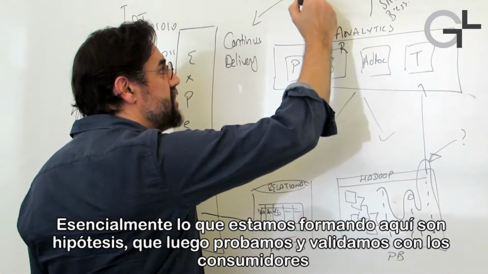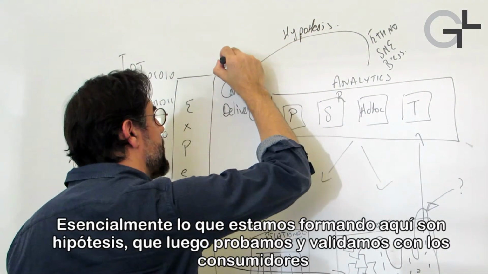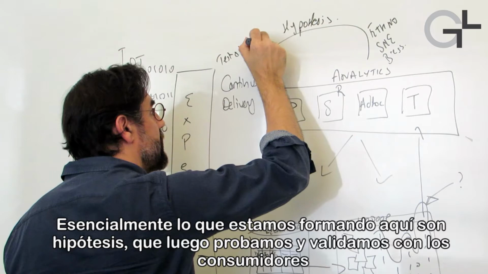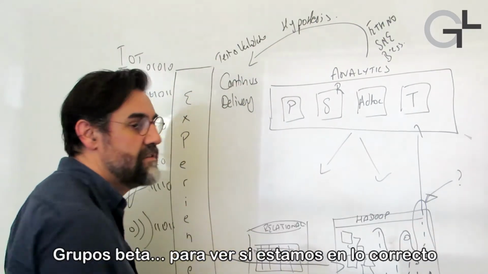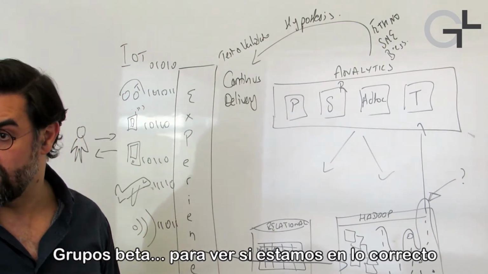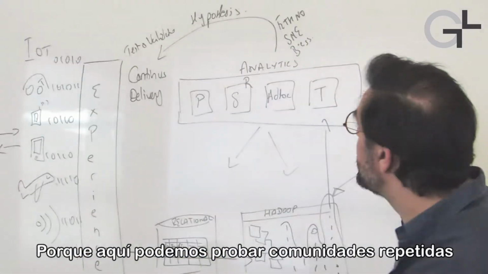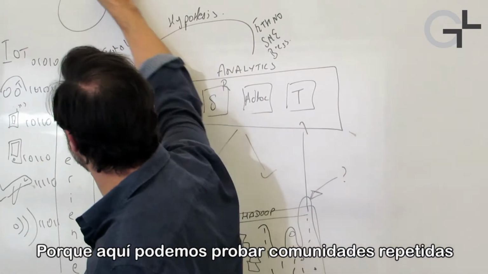Essentially, what we're forming here is hypothesis, and then we test and validate with the consumers, beta groups, whether that's the right thing. And we have lots of hypotheses and test and validate lots of different things, because here we can test with beta communities.